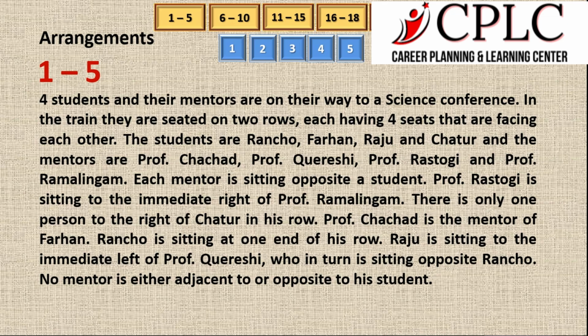There can be two scenarios possible there. Chatur can be either in the upper row or in the lower row, and then there will be just one person to the right of Chatur in his particular row. And the second such point is this one: Rancho is sitting at one end of his row. Very important this is.